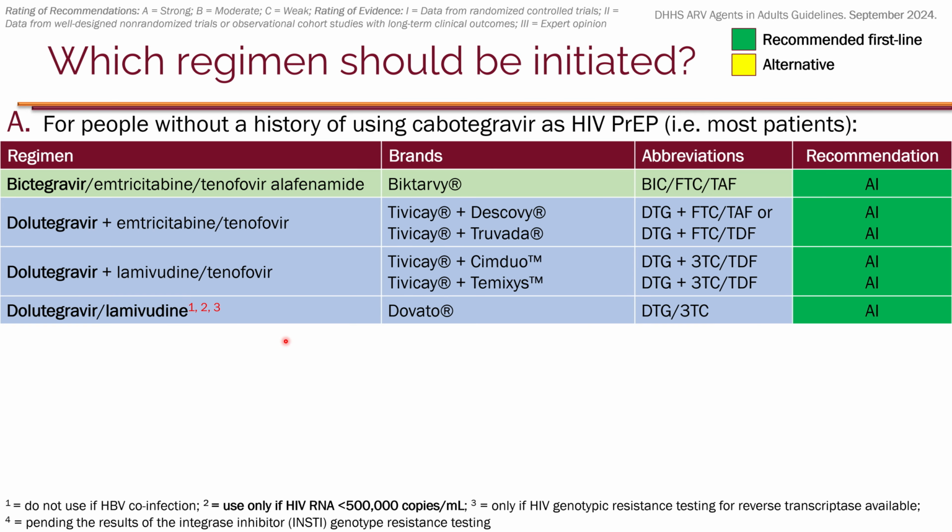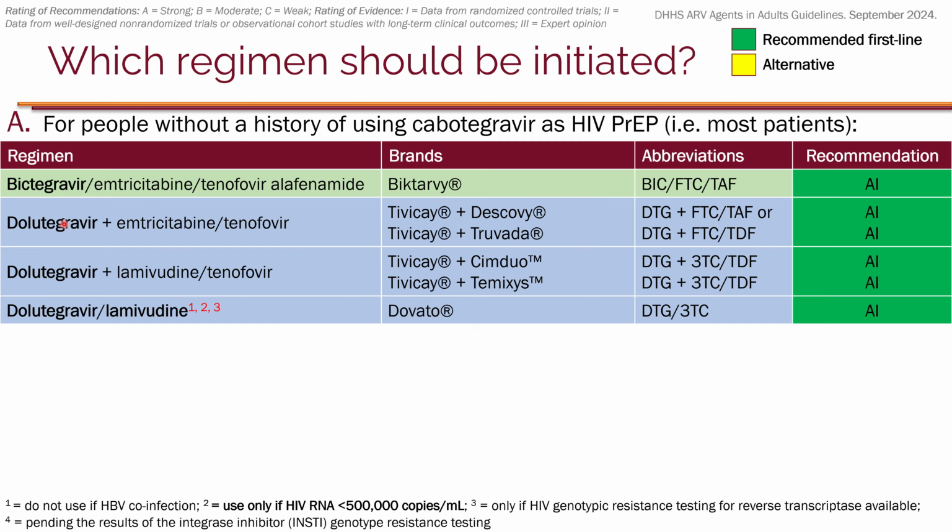So which regimen should be initiated in a person living with HIV who has not received treatment in the past? For people without a history of using Bictegravir as HIV pre-exposure prophylaxis, which is essentially most patients who are diagnosed with HIV, DHHS guidelines recommend a second generation integrase inhibitor combined with a backbone of 2 nukes. So we have Bictegravir, a second generation integrase inhibitor combined with emtricitabine and tenofovir alafenamide, and this is available as a single tablet regimen, Biktarvy.